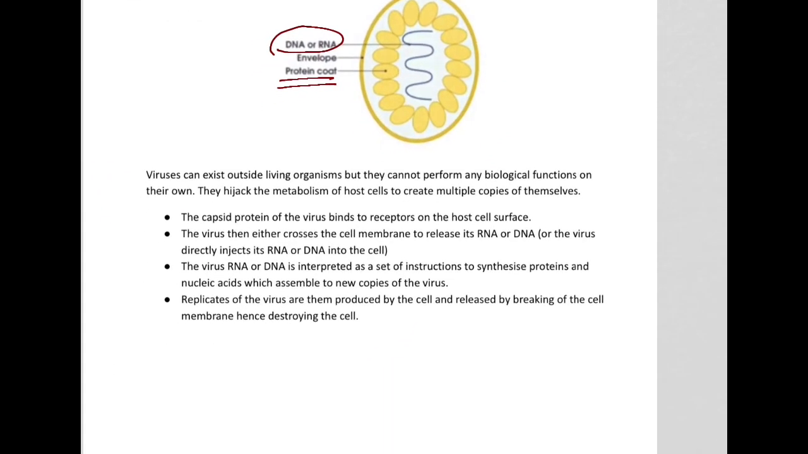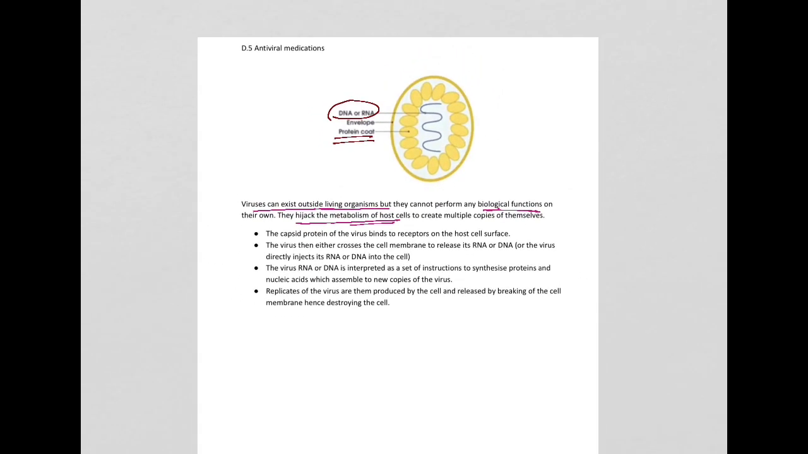So, as I said, viruses do not exist outside living organisms. Outside living organisms, they will not carry out any biological function, and when they hijack the metabolism of a host cell, then they can make multiple copies of themselves. So how do they make copies of themselves? The process is described here. So let's go through this.